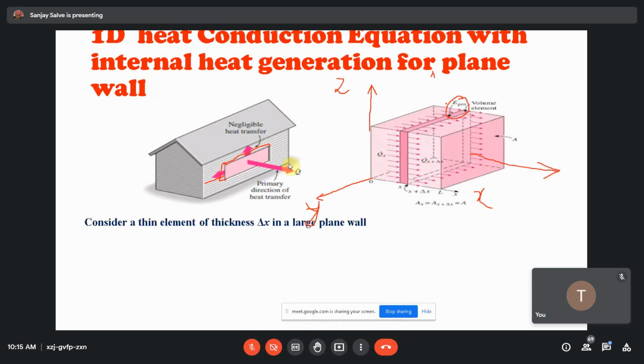Now here, consider a thin element of thickness delta x. So this thickness is delta x. If I use this thickness of this plane wall, that one is delta x.